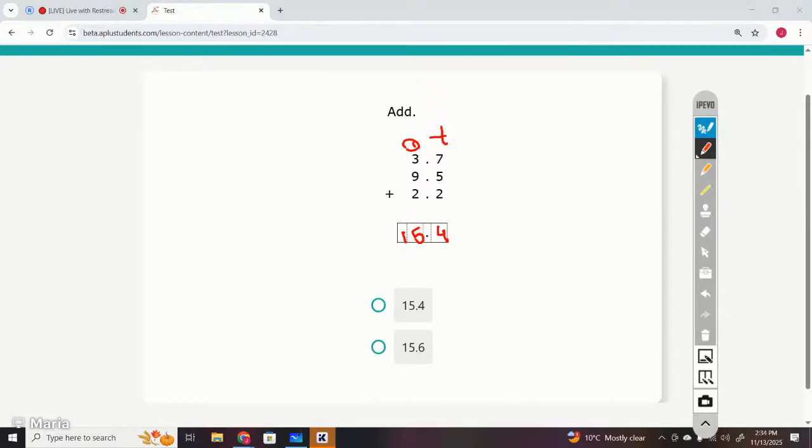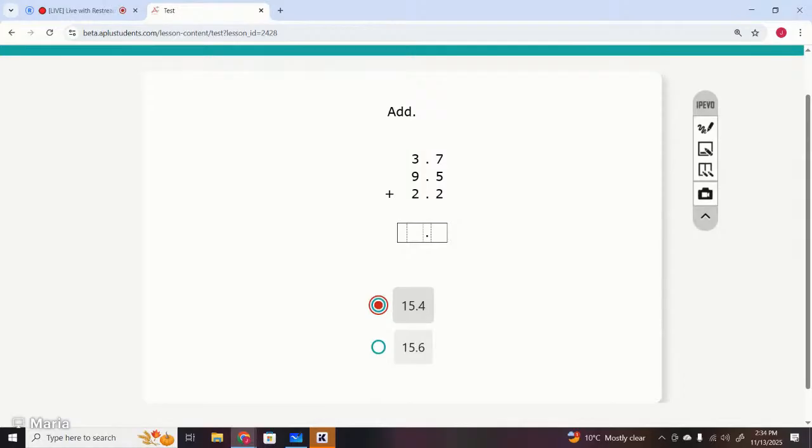The correct option is 15.4. Option number 1 is the correct option.